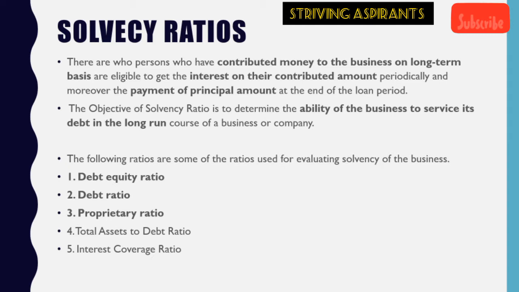So what is solvency ratios? The business is liable to pay these amounts to the parties who have provided that money. Solvency here means the ability of business to service its debt, means whatever they have taken loan from these parties, the business has to provide it back. So that is the ability of business to give back that loan amount in the long run, course of a business or a company.